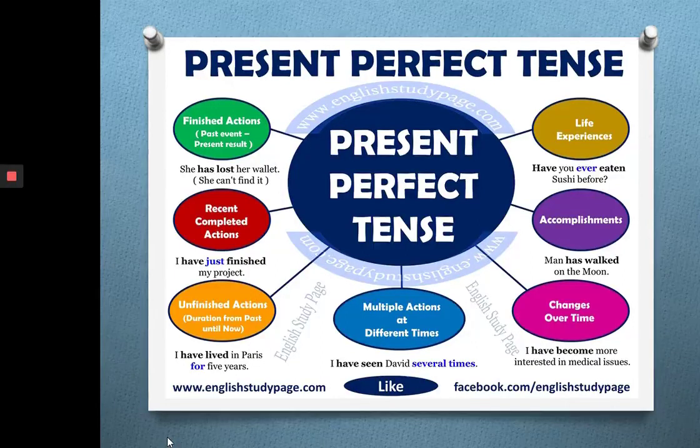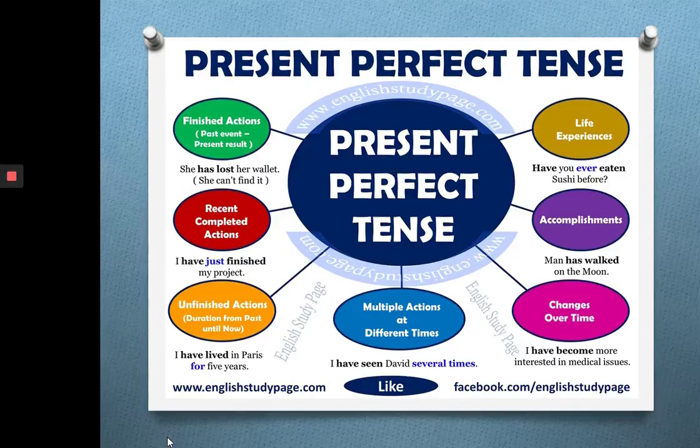Present perfect is also used for changes over time. I have become more interested in medical issues. Znači, postala sam zainteresovana za medicinu. It's used for accomplishments. Man has walked on the moon. And for life experiences. Have you ever eaten sushi before? Da li si ikada jeo sushi? Odnosno, da li si ikada jela sushi?